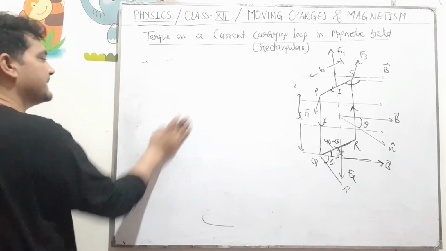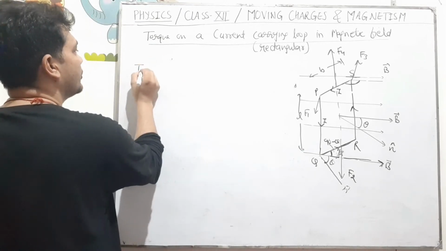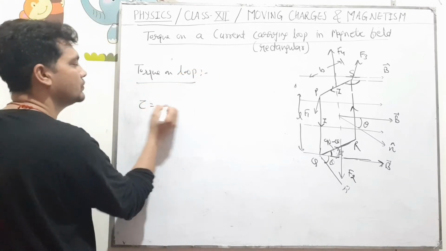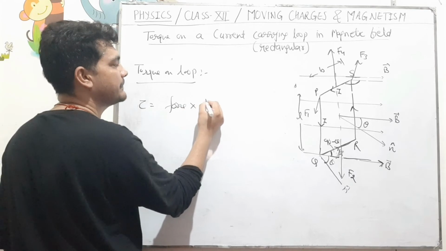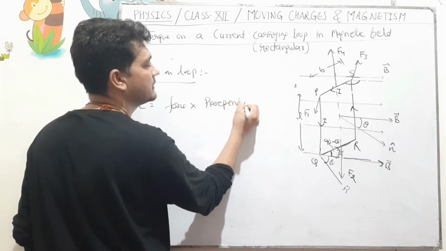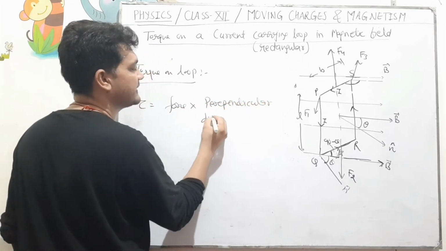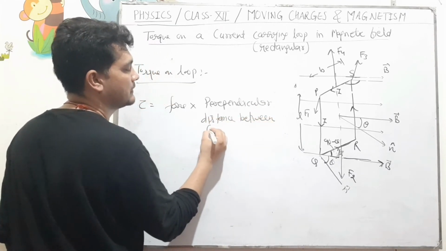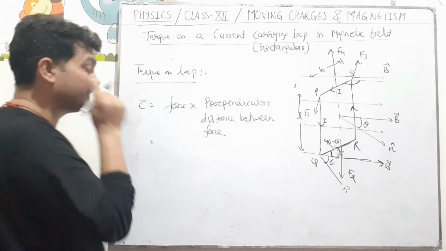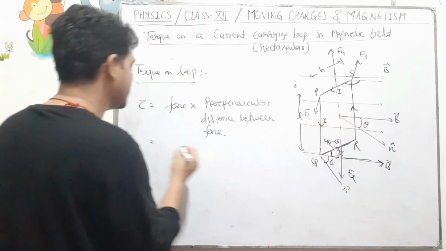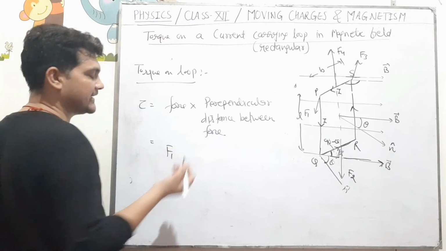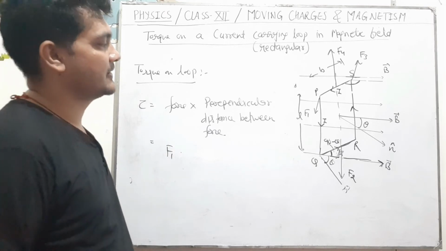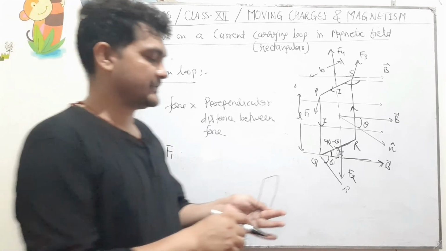Torque is force multiplied by perpendicular distance. Torque on the loop is equal to force multiplied by perpendicular distance, the distance between forces. Now the force is because of F1 and F3. So you can use the magnitude of either F1 or F3 because both the magnitudes are the same. It is BIL. And what is the perpendicular distance between F1 and F3?